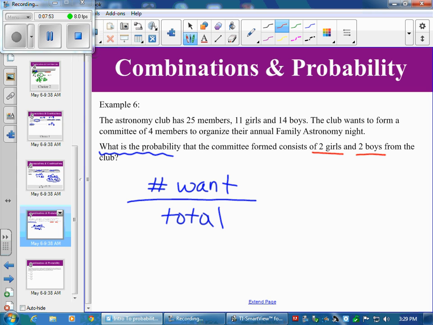Okay, well, let's break this down. If I want a group of 2 girls out of a total of 11, that would be 11 combination 2. Again, there's no order, so this is a combination. I also want a group of 2 boys. Well, I have 14 total boys, so that would be 14 combination 2. Now, if we go back to integrated algebra, this word "and" means something specific. It tells us to multiply.